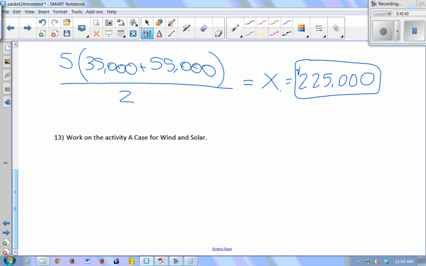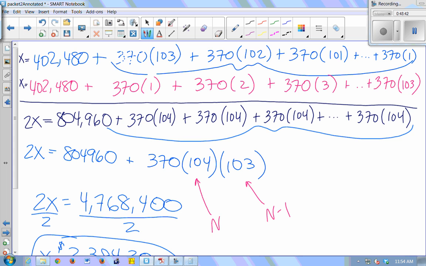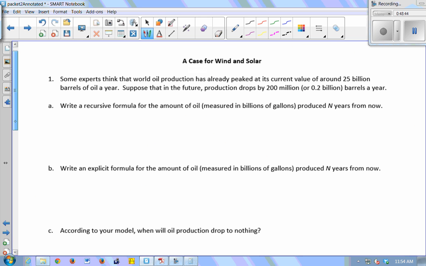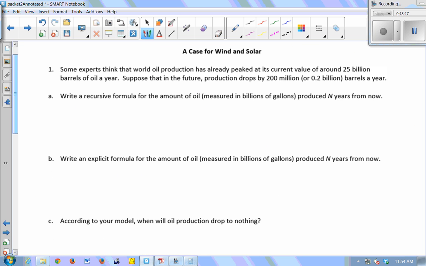All right, so now I'm going to have you work in your groups for the last 20 minutes or so on this little worksheet called A Case for Wind and Solar.